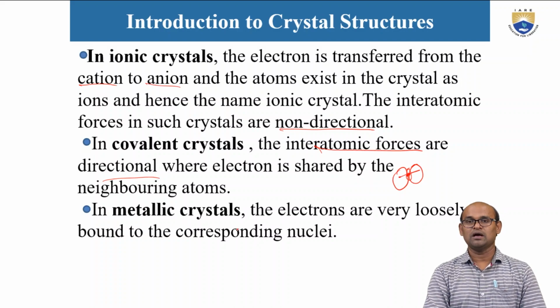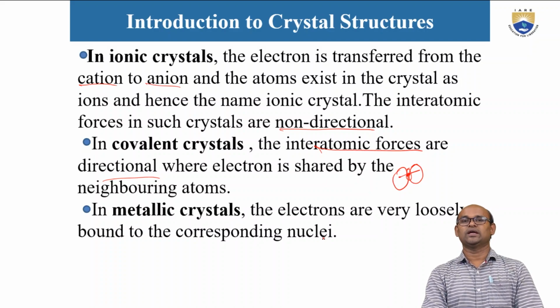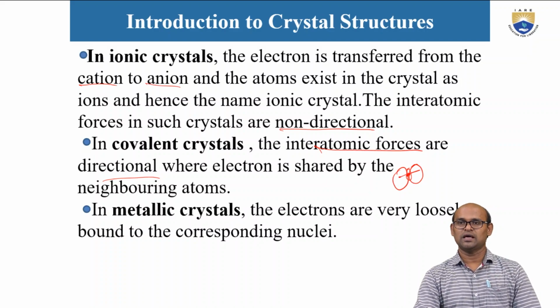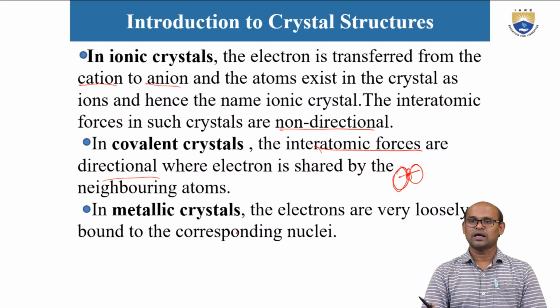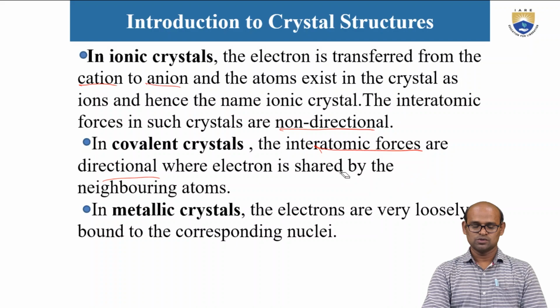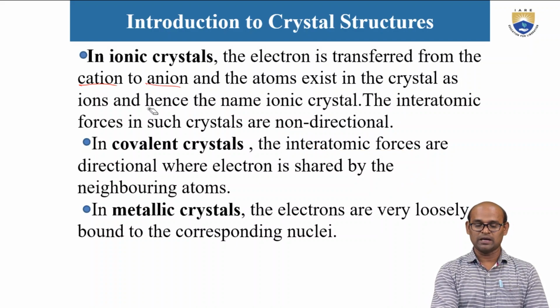Coming to the third one, metallic crystals, where the electrons are very loosely bound to the corresponding nuclei. In metallic crystals, the electrons are loosely bound to the corresponding nuclei. So these types of crystals are called metallic crystals.